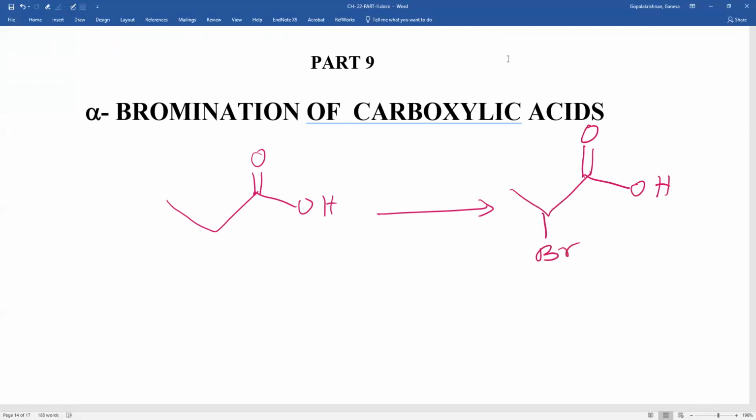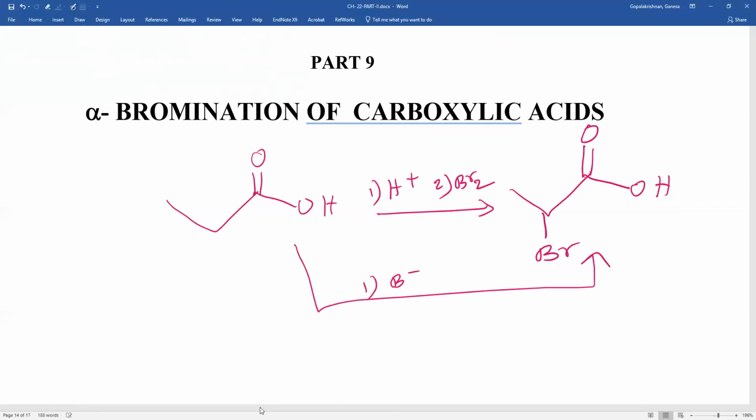So what are the two ways we learned? We can use an acid as a catalyst and then use the halogen in step 2, the bromine. Or you can use a base in the first step, any base, and in the second step, use the halogen, bromine. These are the two methods we learned to brominate, to chlorinate, or to alkylate the alpha carbon.